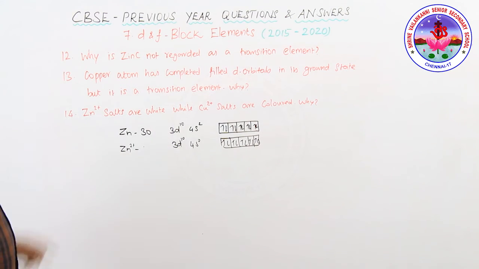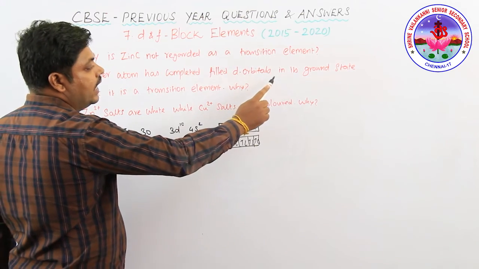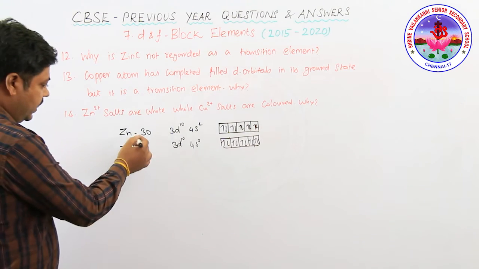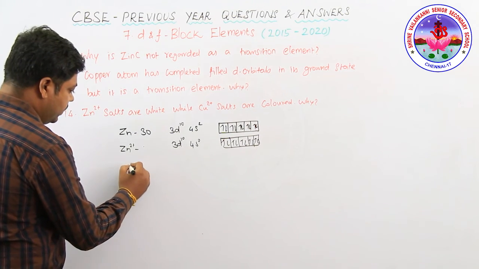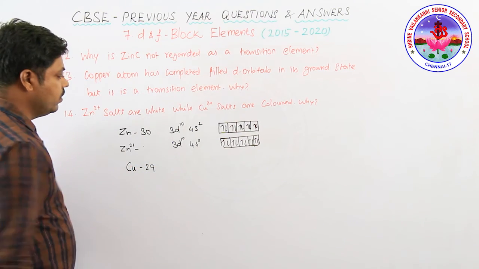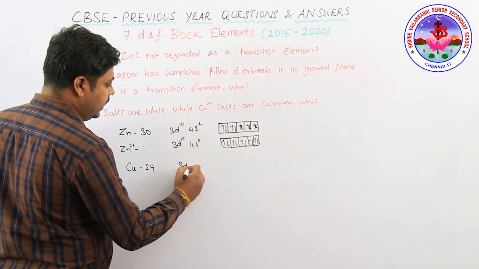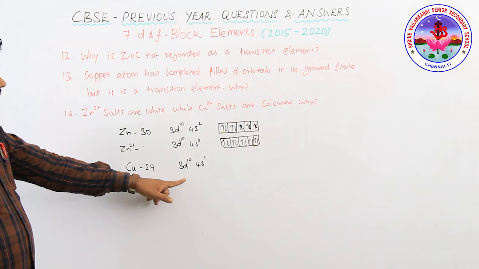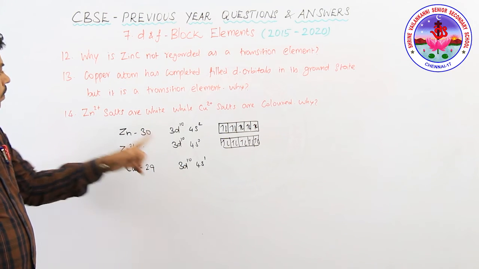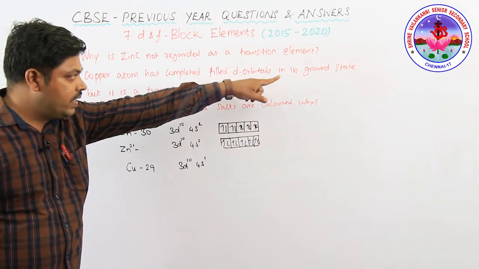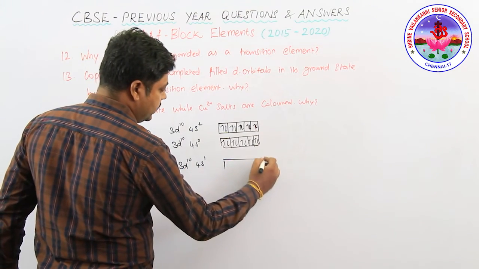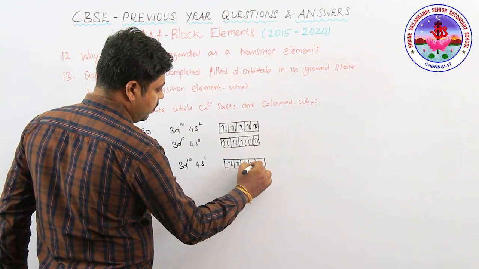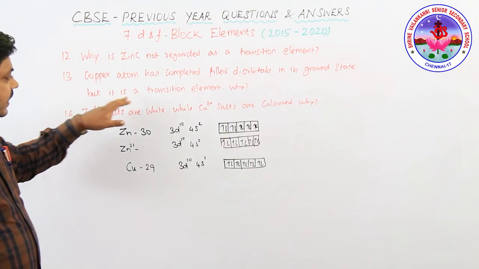Then the second question, copper atom has completely filled d orbitals in the ground state, but it is a transition element. Why? See, look here, this is 30. The copper, for example, the atomic number is 29. So the electronic configuration is what? 3d10 4s1. So this is for copper. Here also 3d10. But the copper atom has completely filled d orbital in the ground state, but it is a transition element.